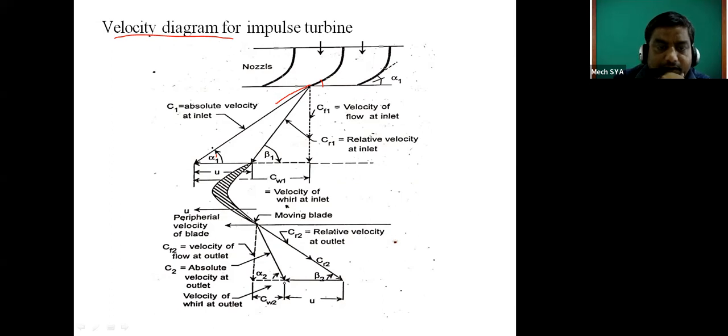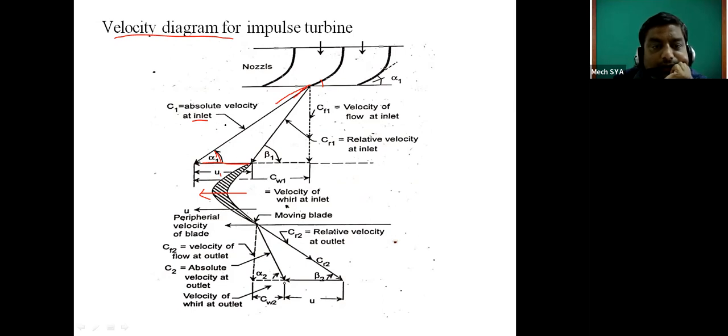C1 means the absolute velocity of steam at inlet. The angle C1 makes with the horizontal, tangential direction, is called alpha 1. Here the blade is moving in this direction, and this velocity is called U1. Or U1 is equal to U2, we will get to that afterwards. With this velocity U the blade will move.